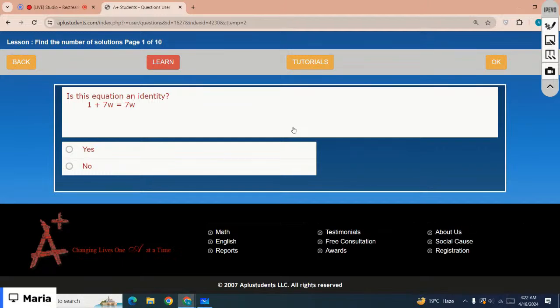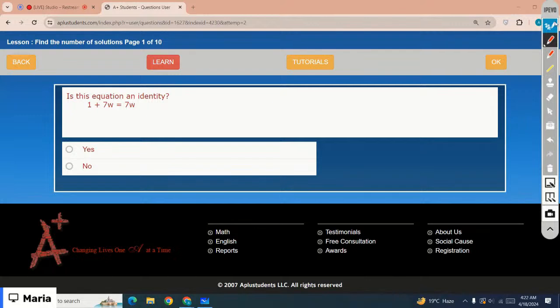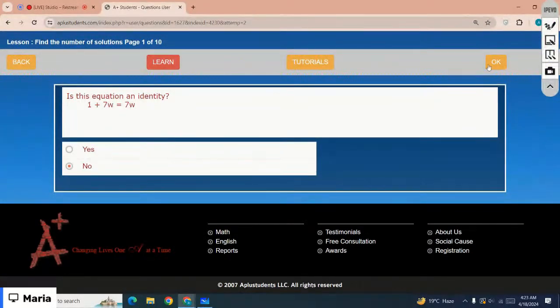Okay, solve this equation. Is this equation an identity? Okay, let's see. You have 1 plus 7w equals w, right? So you already have 7w, move this 7w to the other side. So that is 7 minus 7 is 0. 1 equals 0. False it is, right? That means this is not an identity. The correct option is no. That is not an identity, right?